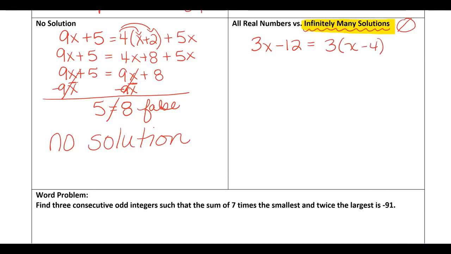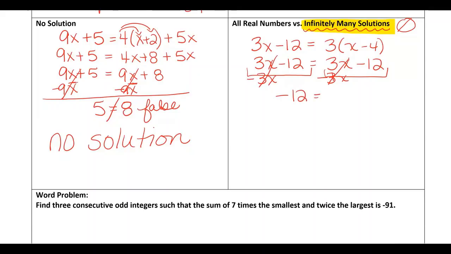Now you notice, if you apply the distributive property on the right side, you get 3x minus 12. Now those are identical sides. The 3x minus 12 is the same thing as 3x minus 12. If you didn't realize that, and you actually subtract the 3x on each side, you will get negative 12 equals negative 12, which is true. So this one does have answers, okay? And yes, it has a lot of answers.